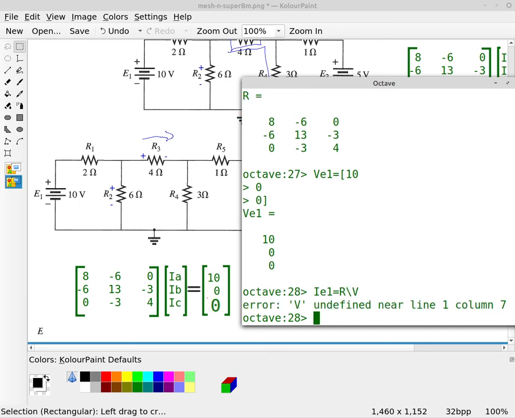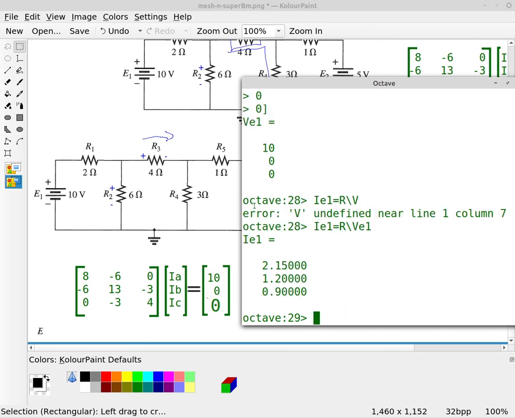I guess I named it VE1. And so you can see, which is what we calculated before, the current that was IB, which was through R3, is 1.2. And then we can calculate the voltage.